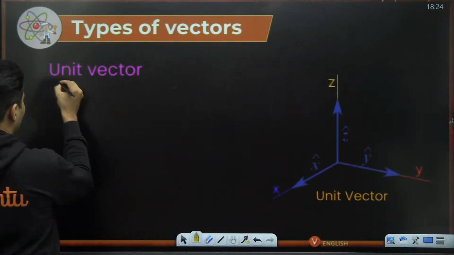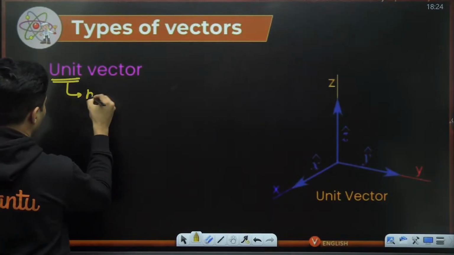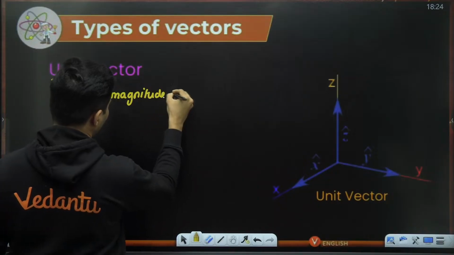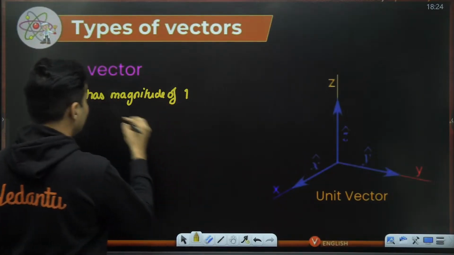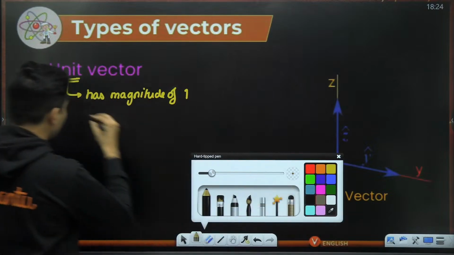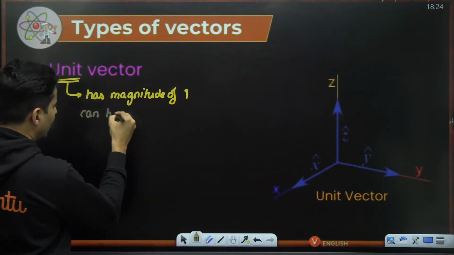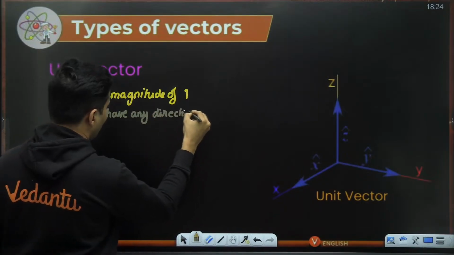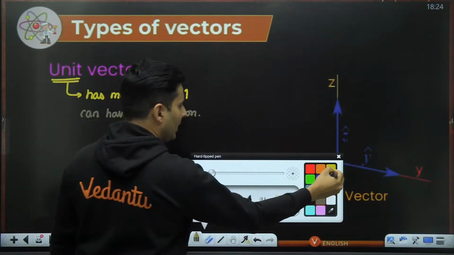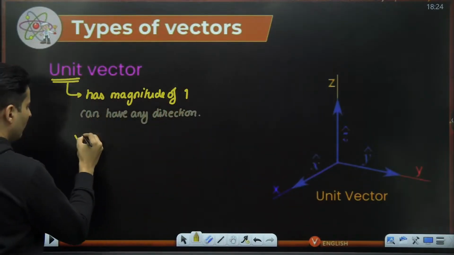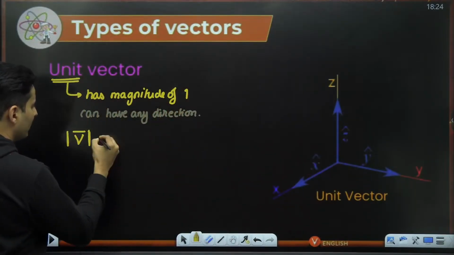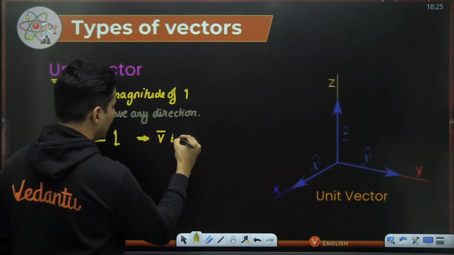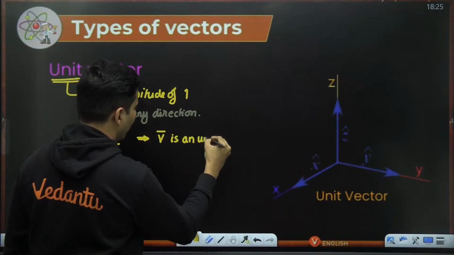So unit vector means it has a magnitude of 1. Direction can be anything. This is very important. It can have any direction, doesn't really matter as long as the magnitude is 1. Now see guys, if I tell you vector v bar modulus is 1, then I can easily conclude v vector is a unit vector.